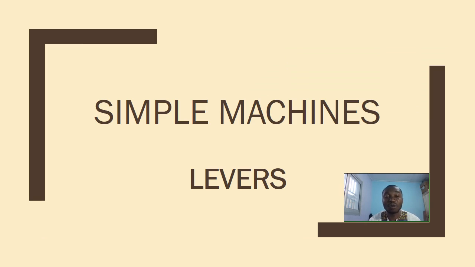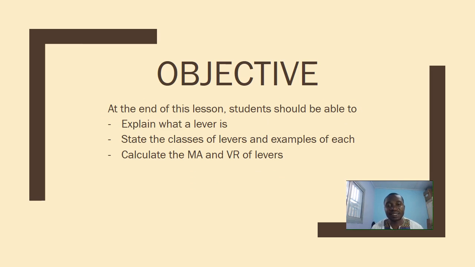So today we'll be focusing on one type of simple machine, which is a lever. Our objective for this lesson is that at the end of it, students should be able to explain what a lever is, state the classes of levers and examples of each, and calculate the mechanical advantage and the velocity ratio of levers. So watch this video so you will learn more about levers.